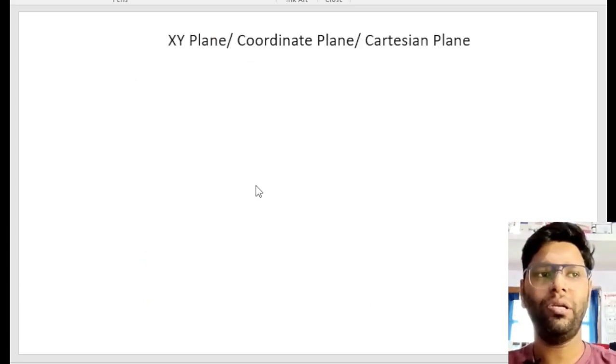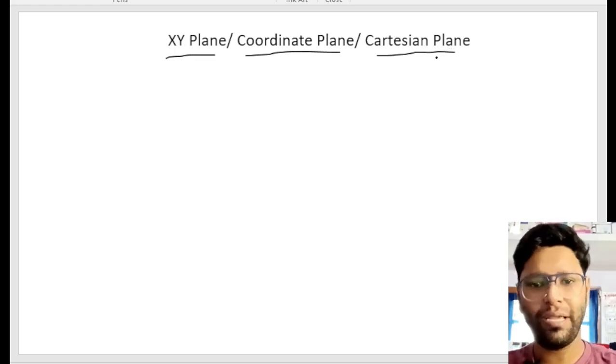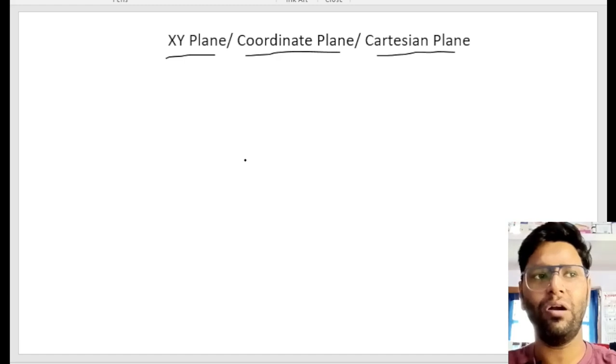So let me actually draw a coordinate plane for you. Also remember that the coordinate plane can be known as the xy plane, because we draw the x and y lines, and also as the coordinate plane and the Cartesian plane. These are three names for the same coordinate plane.